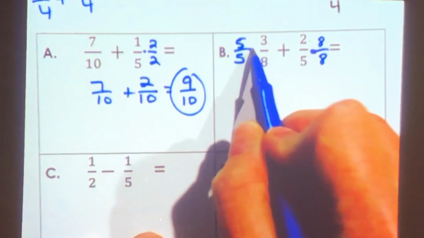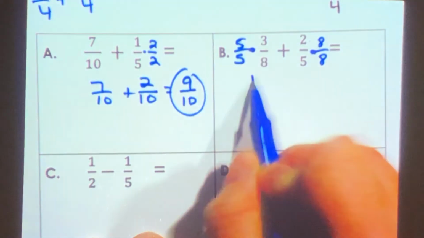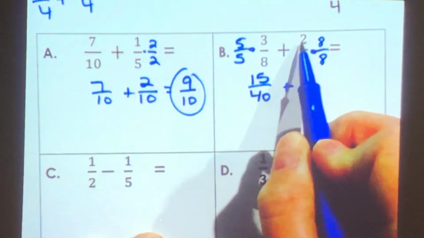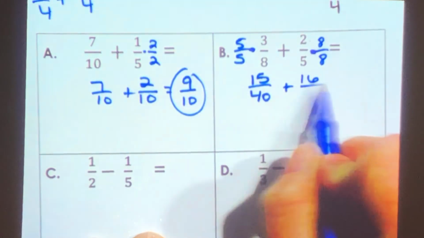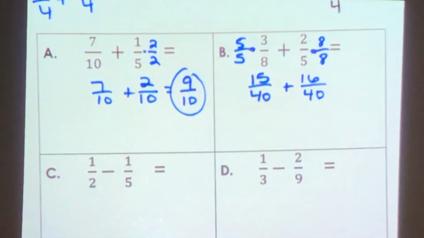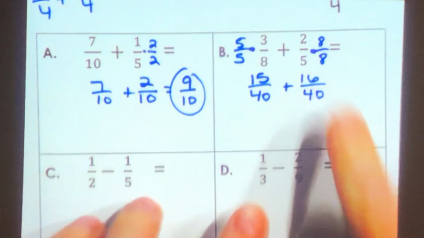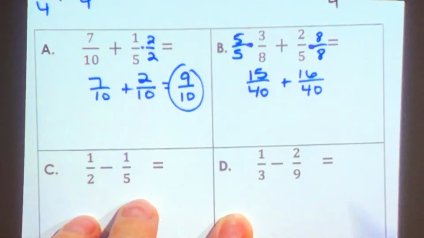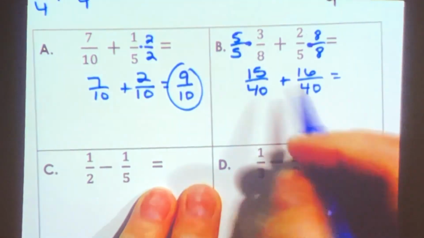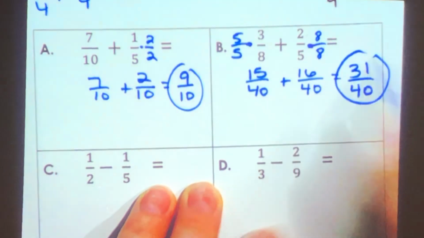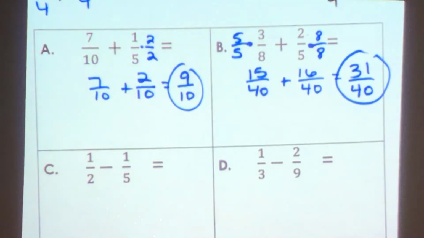So this new fraction here would be 5 times 3 is 15/40. And this fraction here, 8 times 2 is 16/40. Now you can kind of picture this. If I have 15 out of 40 pieces shaded, and then I shade another 16 pieces, I would have a total of 31 out of 40 pieces shaded. And that's my final answer.